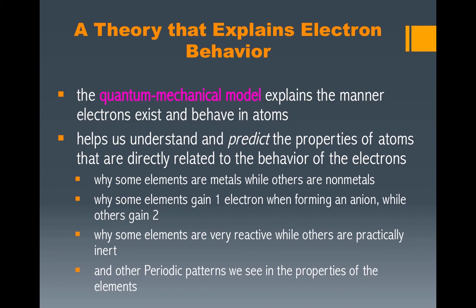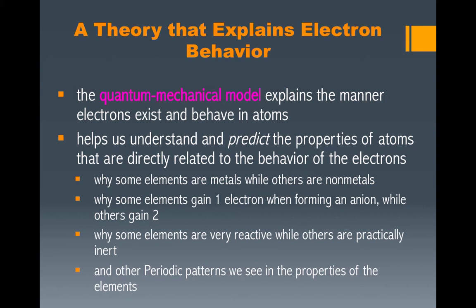The quantum mechanical model is the most recent model of the atom that we have. If you remember, we were talking about Rutherford's nuclear model, then we went to Bohr's model, which we're going to talk about later. But the quantum mechanical model is the most modern model. Its main difference from the other models is that it explains the behavior and existence and placement of the electrons. So it really gives us information about where the electrons are and how they behave.